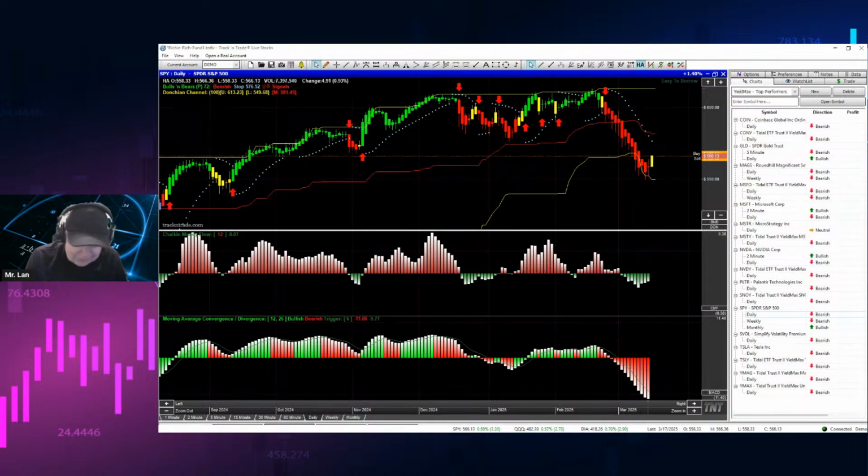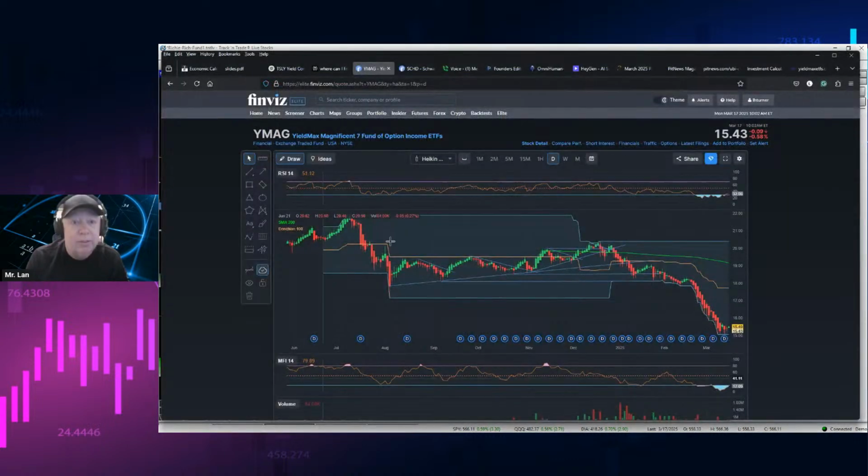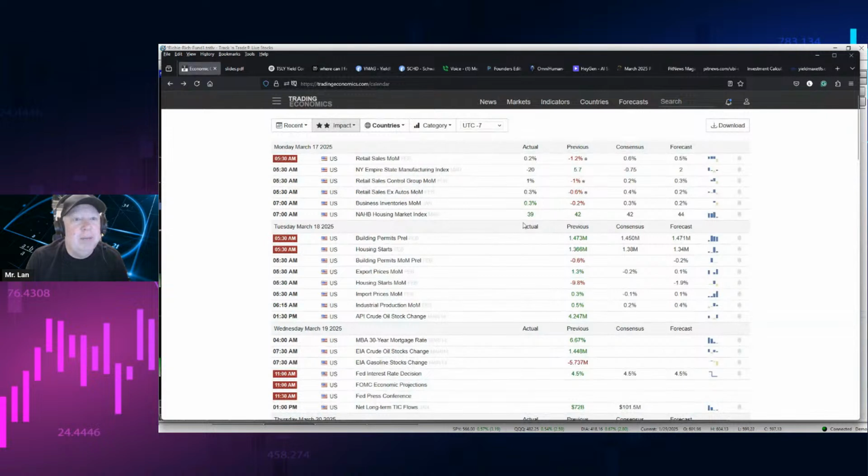So the first thing I want to do though is go over and look at the news, because that's the first thing we always got to do, right? We always got to go look at the news. All right, economic calendar. Today is Monday, March 17th. We have it set up for Impact 2.